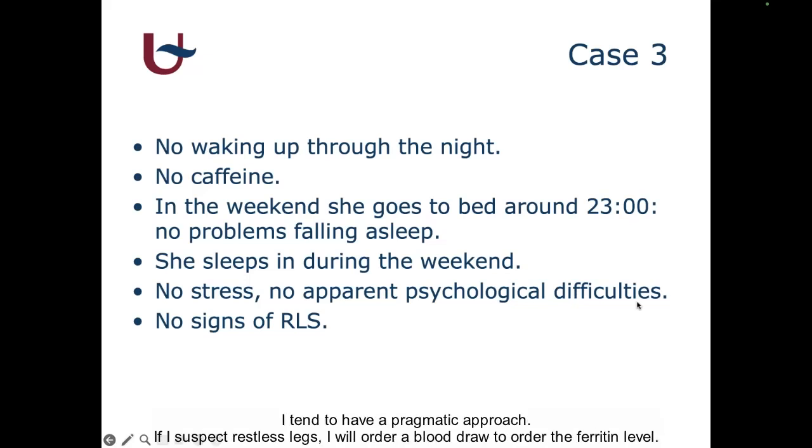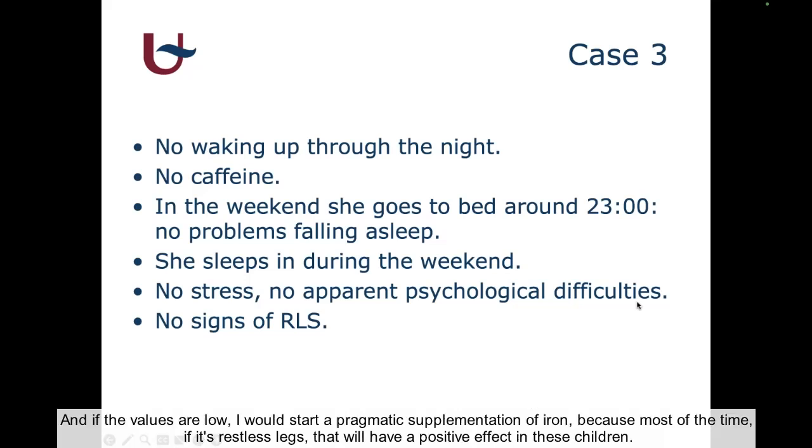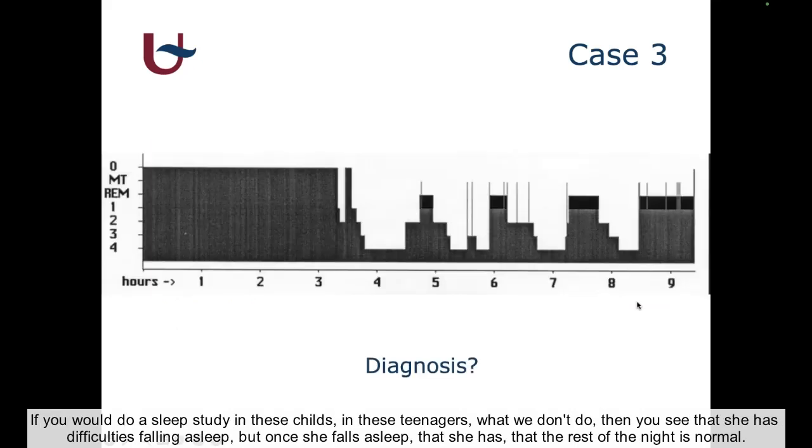I tend to have a pragmatic approach. If I suspect restless legs, I will order a blood draw to check the ferritin level, and if the values are low, I would start a pragmatic supplementation of iron. Because most of the time if it's restless legs, that will have a positive effect in these children.